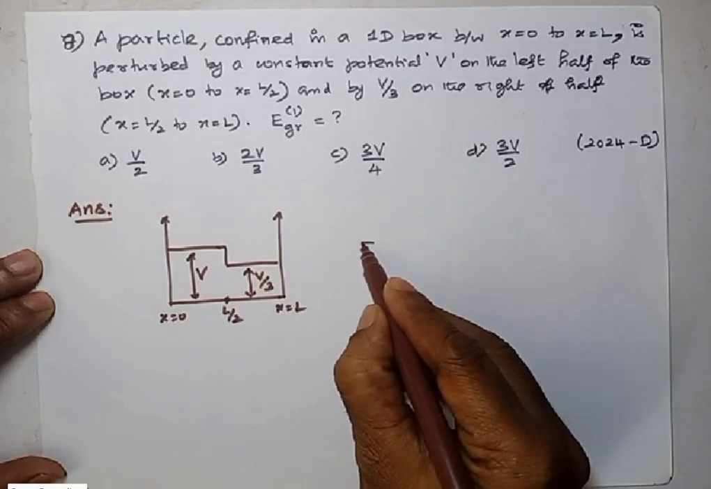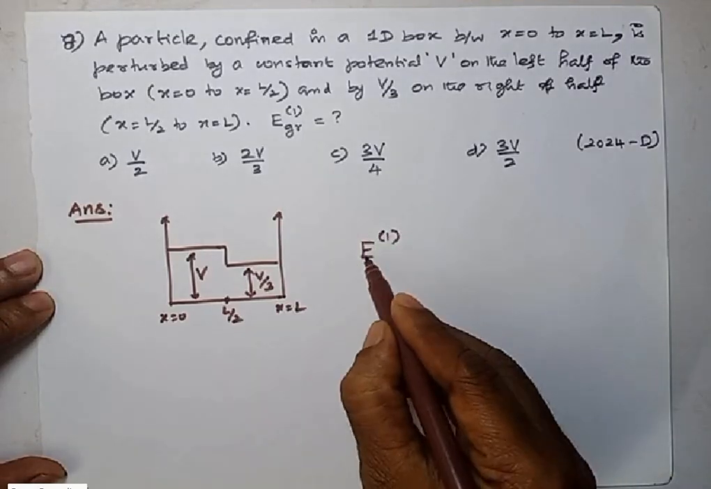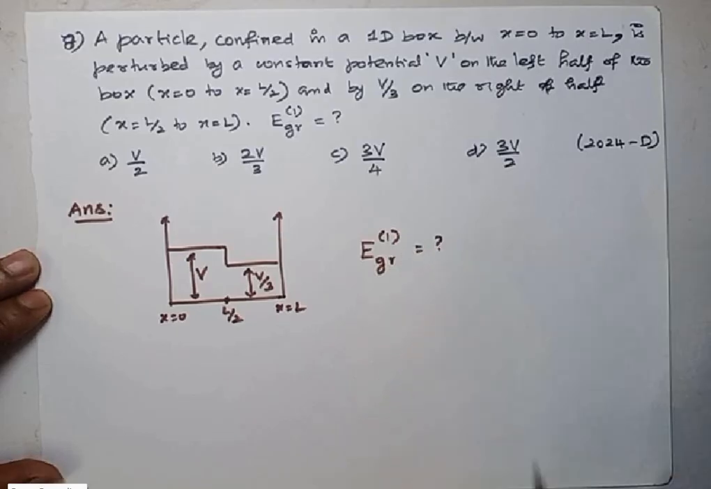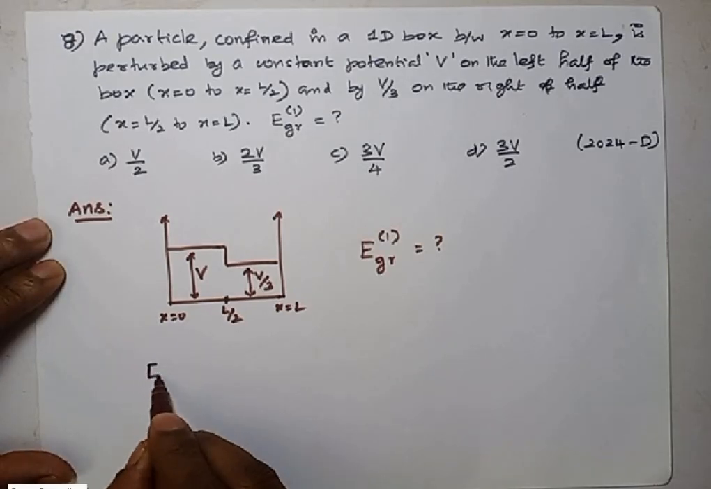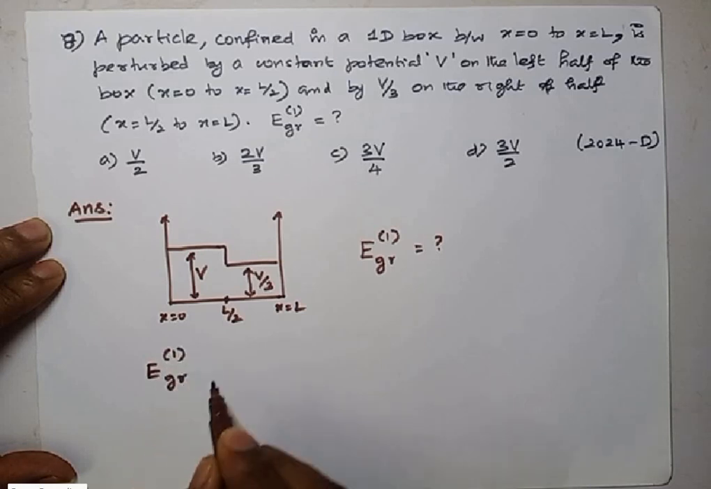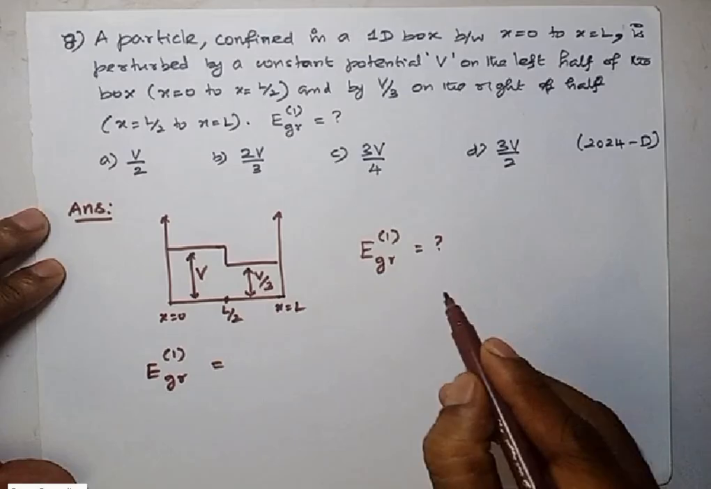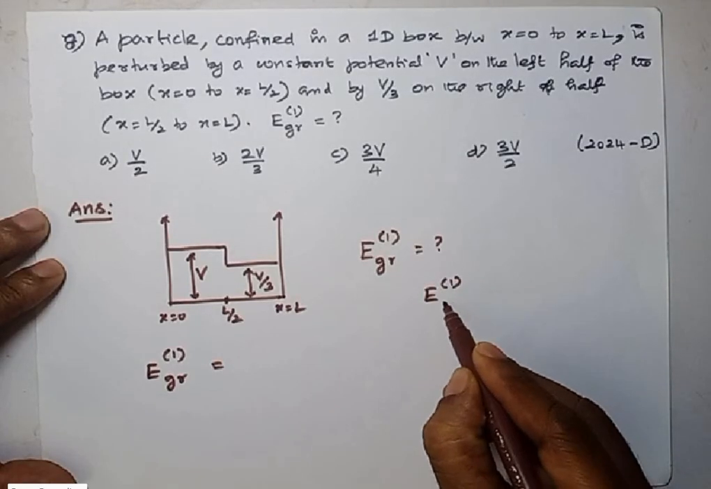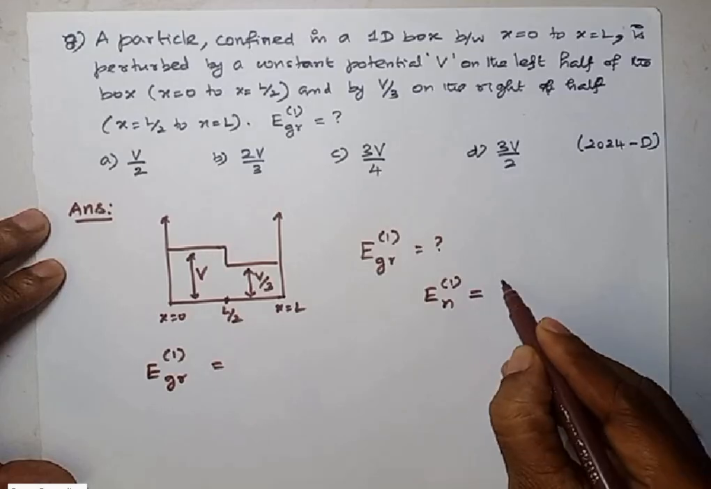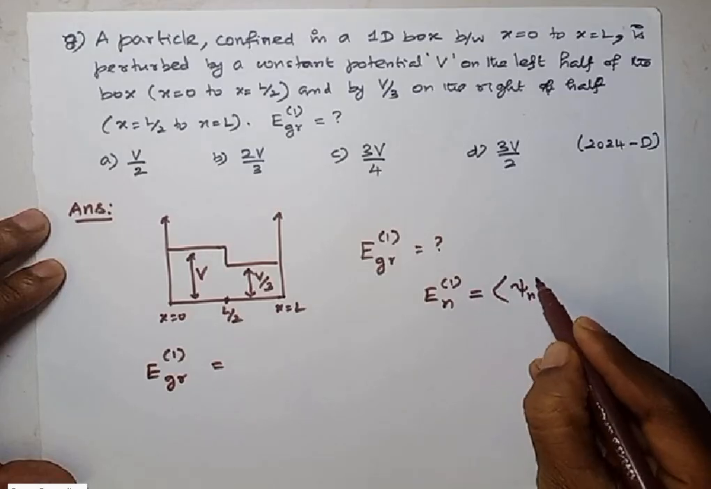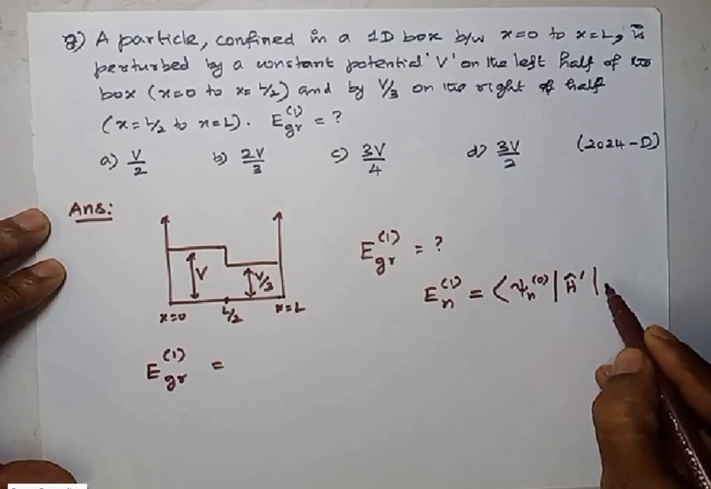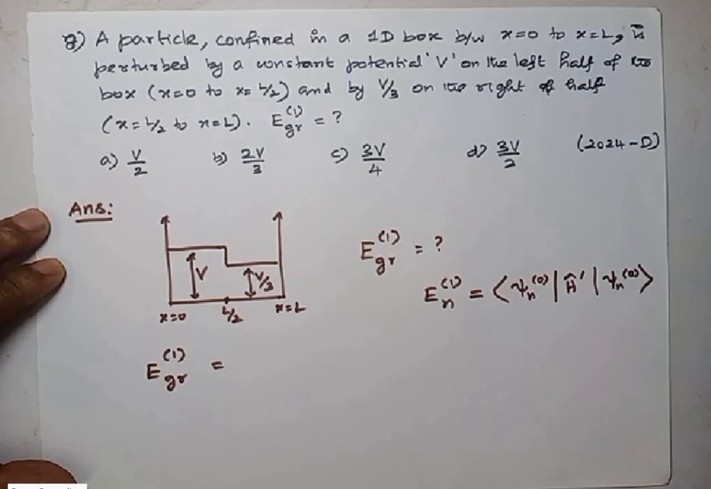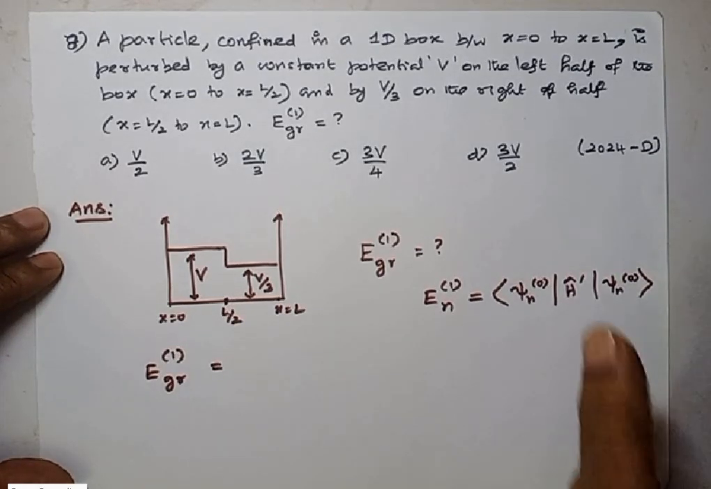If it is so, what is the first order correction to the energy of the ground state that we need to find out? It's a very simple problem. The usual way of doing this is that the first order correction to the energy of the ground state is given by the general formula. Let me write the general formula. The first order correction to the energy of any nth state is equal to the bra of the nth state wave function in the unperturbed system, then the perturbation operator, then the nth state wave function in the unperturbed system. This is the general formula.